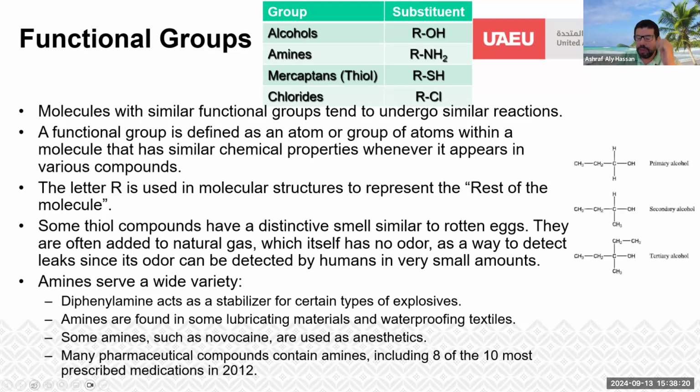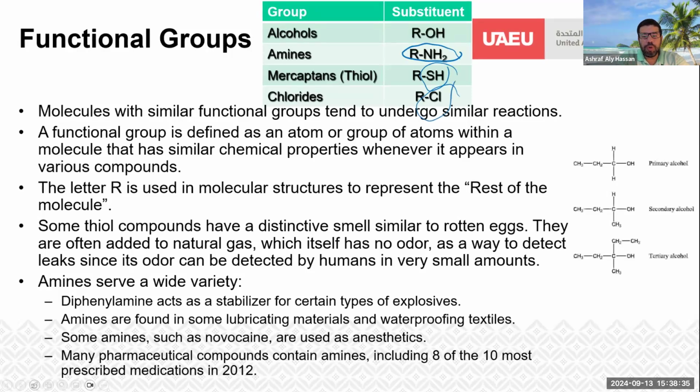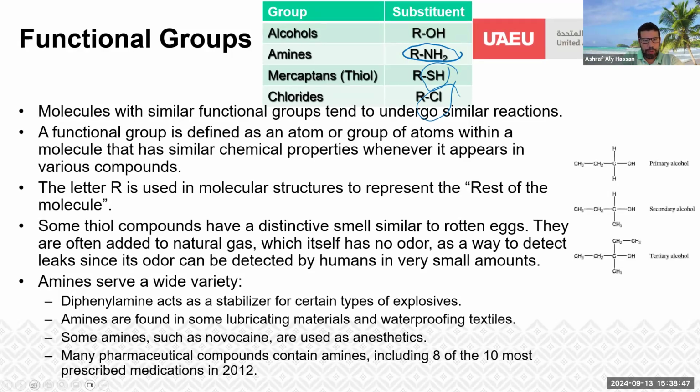If you get NH2, this will convert it into amine. SH will convert it into mercaptan, or also called thiol. Cl will convert it into chloride. So this means that just by having this functional group, you can have a completely different property of your compound. It has different impacts, different effects.